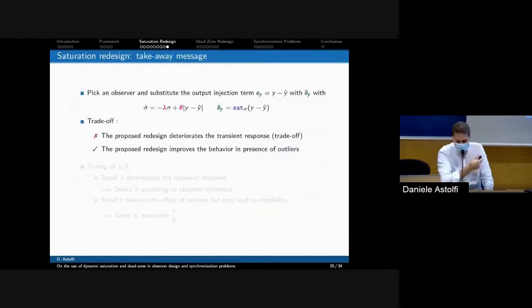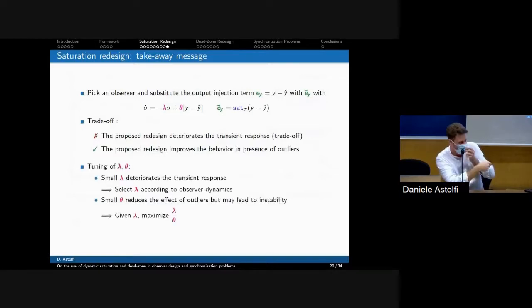So the takeaway message of this saturation redesign is the following: pick any observer you want, add this dynamical saturation, and you will degrade the transient performance of the observer a little, but you will really improve the performance in the presence of outliers. So it remains just to see how to tune these two parameters, lambda and theta. Lambda, we see, is the speed of convergence of sigma.